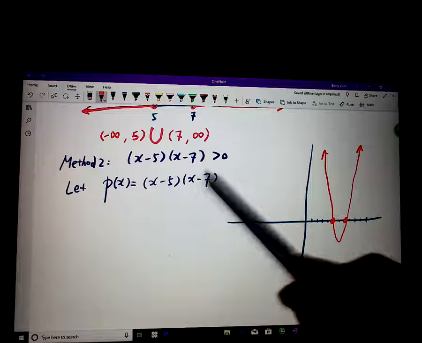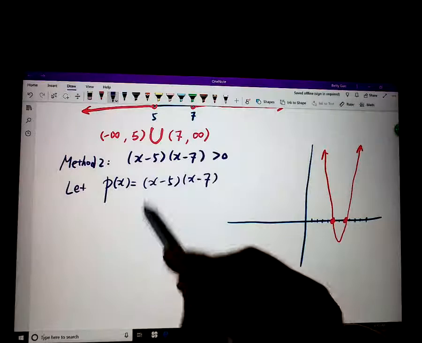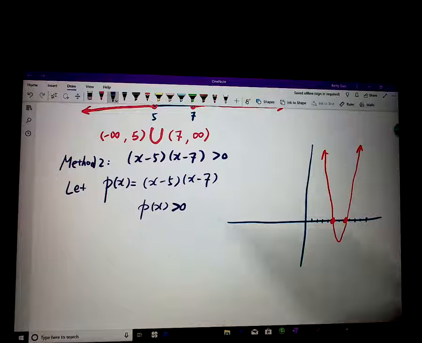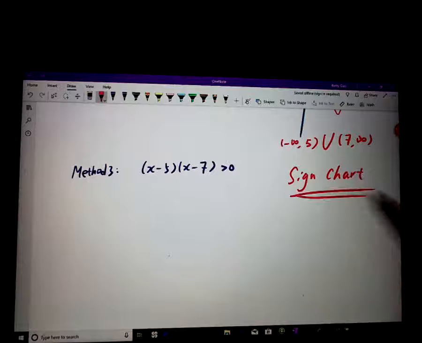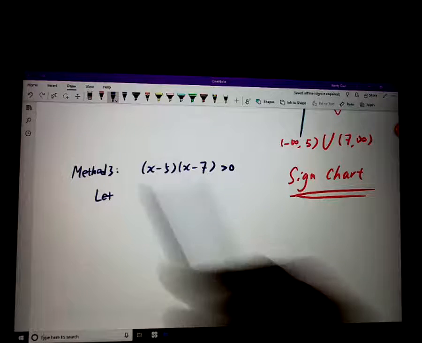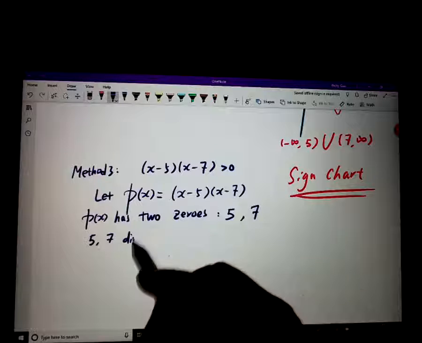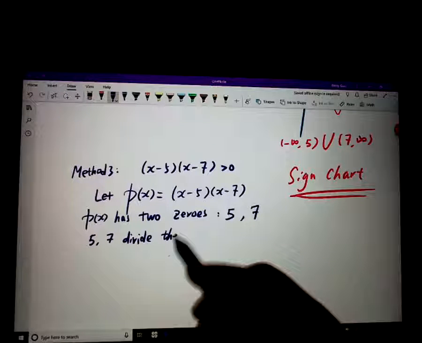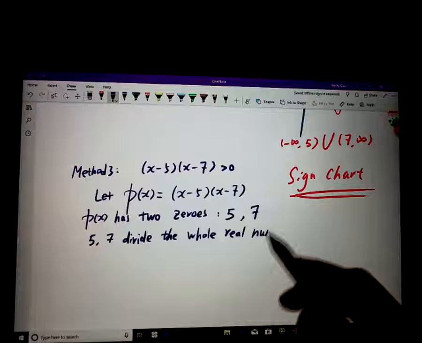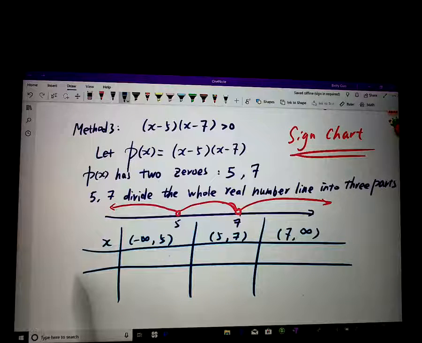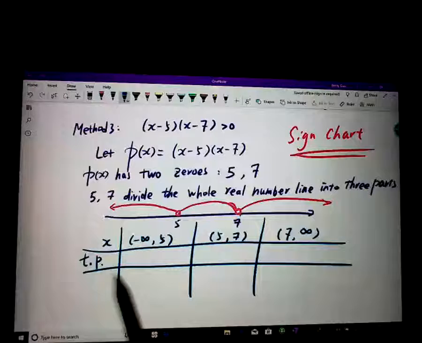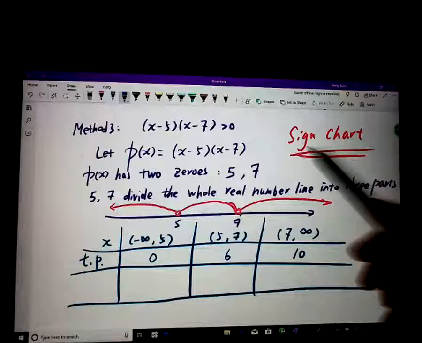We are looking for all the values of x such that P of x is bigger than 0. That means we are looking for the values of the variable x such that the corresponding y value is greater than 0. We apply the sign chart method to solve the quadratic inequality. The left-hand side is a quadratic trinomial, and those two zeros, 5 and 7, divide the whole real number line. From 5 to 7, that's the second interval. That's my first row of the chart, the testing points. It's pretty convenient, and the name of the method is called a sign chart, right?